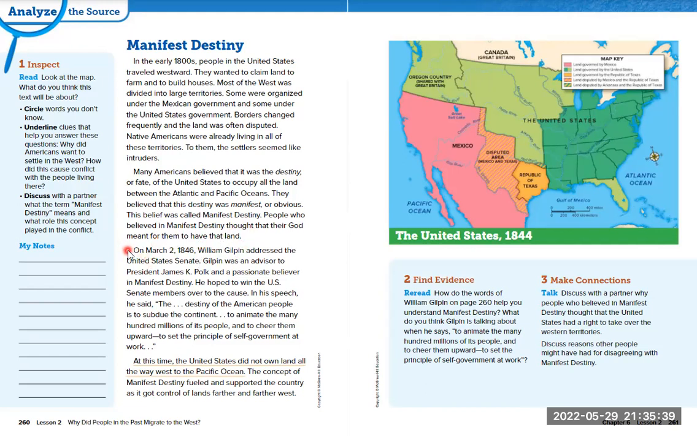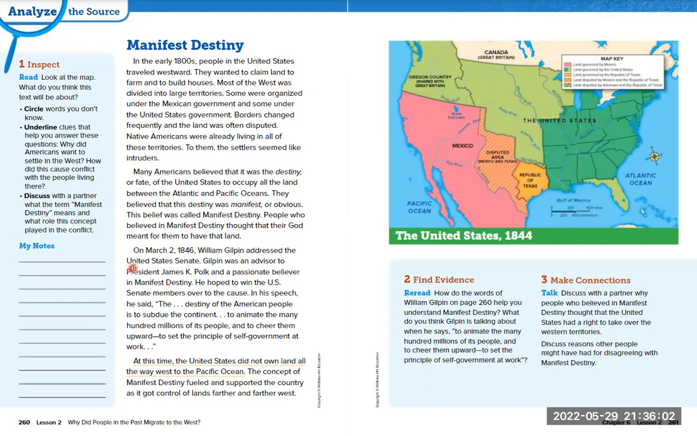On March 2nd, 1846, William Gilpin addressed the United States Senate. Gilpin was an advisor to President James K. Polk and a passionate believer in manifest destiny. He hoped to win the US Senate members over to the cause. So he's trying to convince the Senate members to also believe in what he believes.